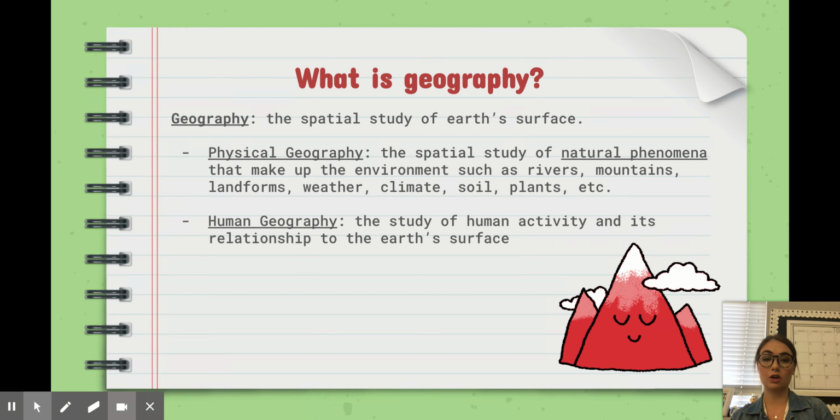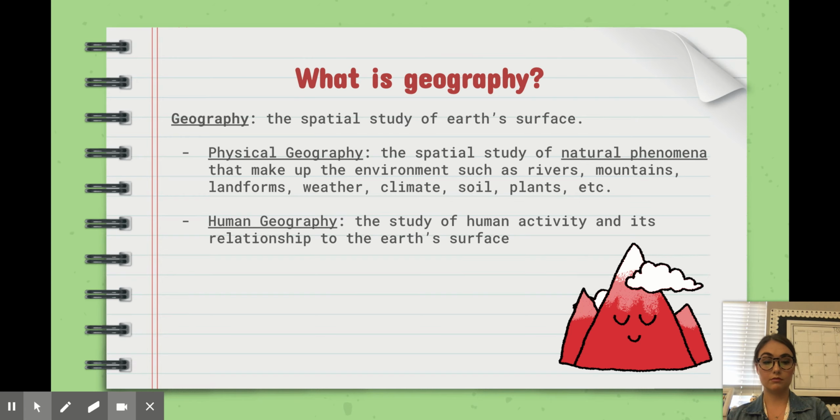Physical geography is the spatial study of natural phenomena. So that's the environment, what's on the earth: rivers, mountains, landforms, weather, climate, soil, plants, things that have to do with what's on the earth. But we're also going to look at human geography, which is how people interact with Earth's surface. It's the study of human activity and its relationship to the Earth's surface. So it's how people and the environment interact with one another.